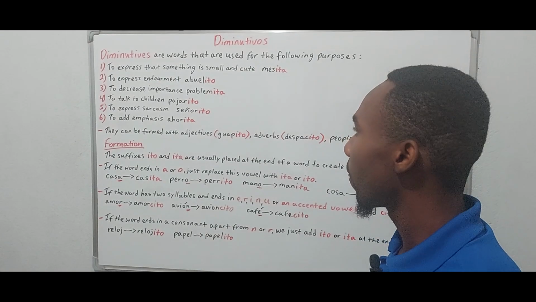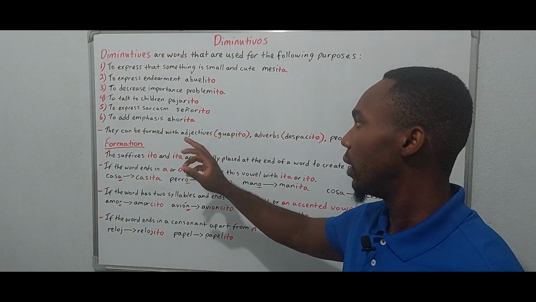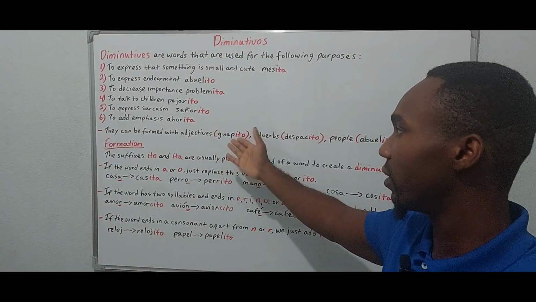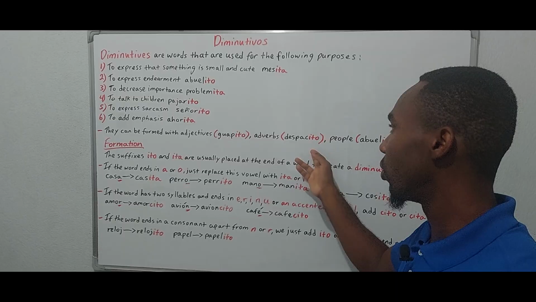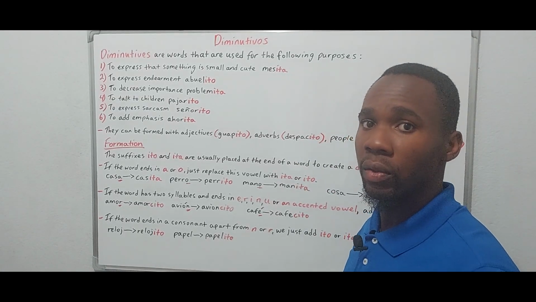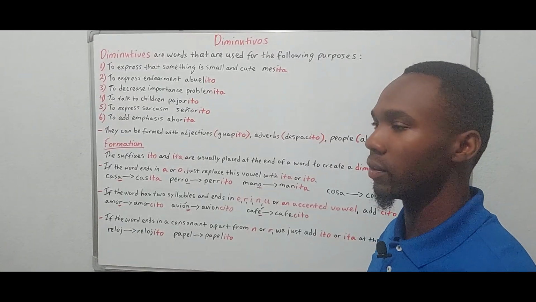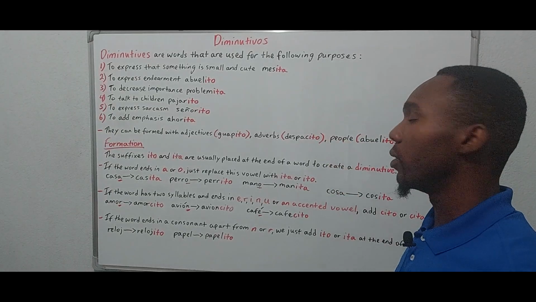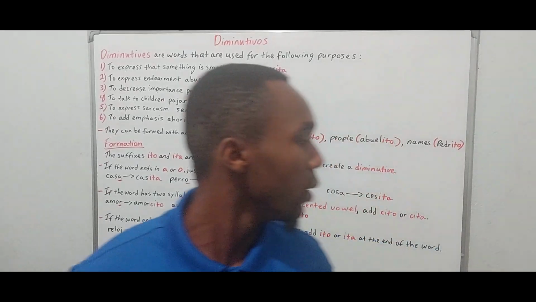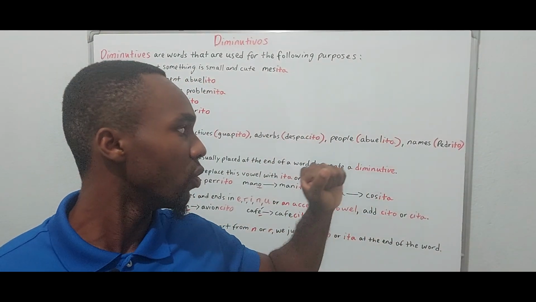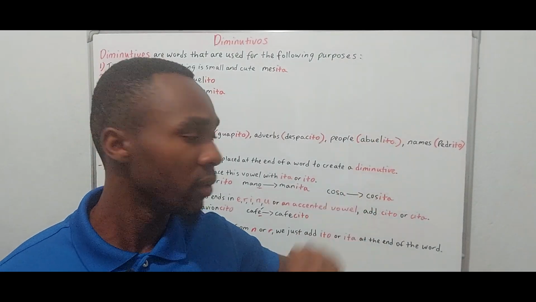Let's continue. Let's get into formation now. They can be formed with adjectives, for example, guapito from guapo. Adverbs, despacito. I know most of you are familiar with this song. Despacito. I can't sing, but you know. People, abuelita. And names, Pedrito. So we can also form diminutives from the names of people, all right?